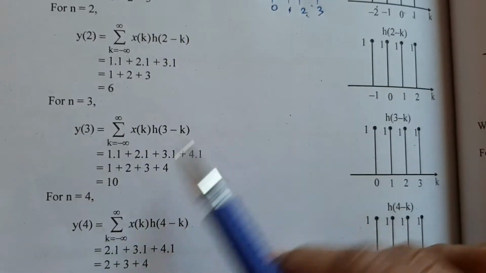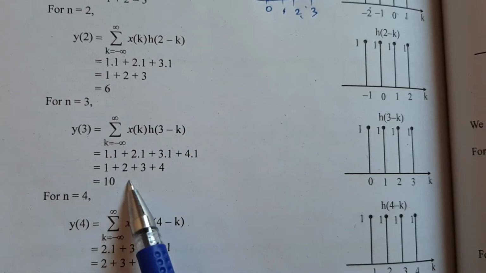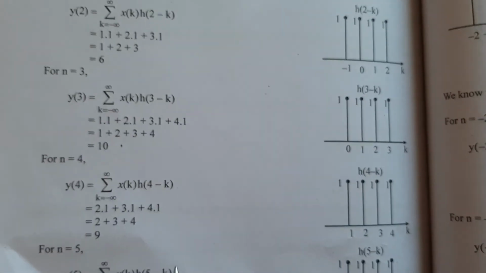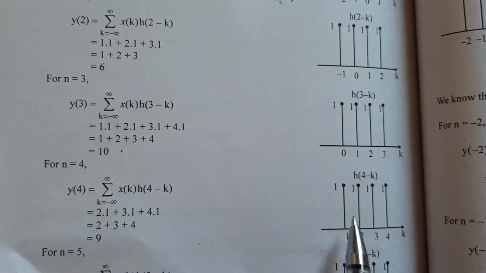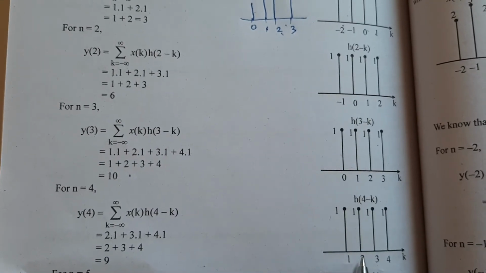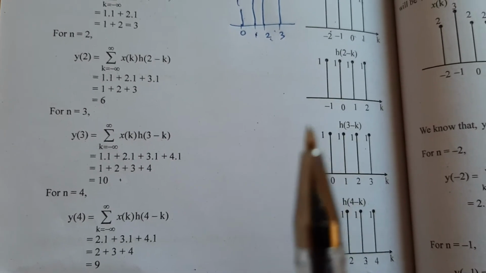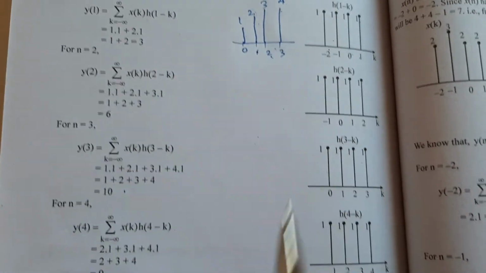Understand? Similarly, you want to find for n is equal to 3. For n is equal to 3, all the values will be there. Multiply, and you will get the value 10. And for n is equal to 4, if you see here, it is shifted 4 places. So there is a value only for 1, 2, 3, and there also 1, 2, 3, and the fourth value will be 0 for us, because in x of k the fourth value is 0.